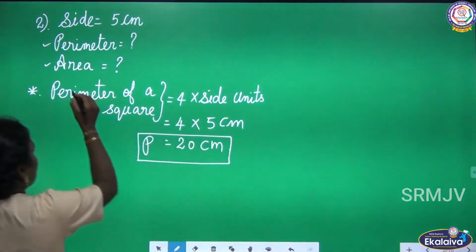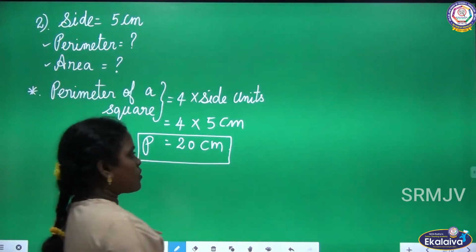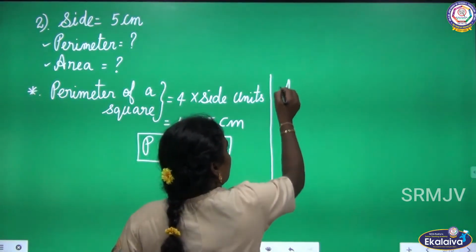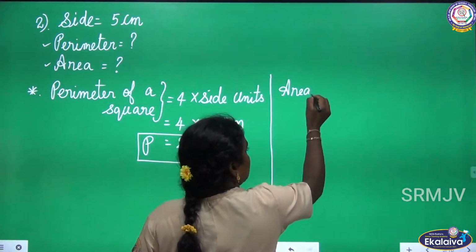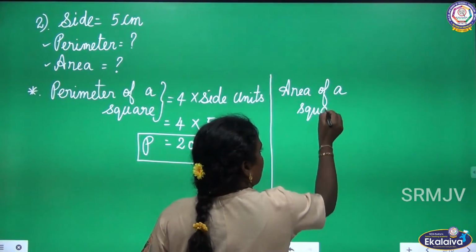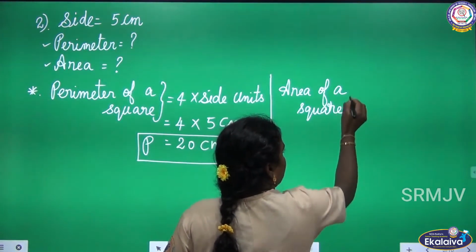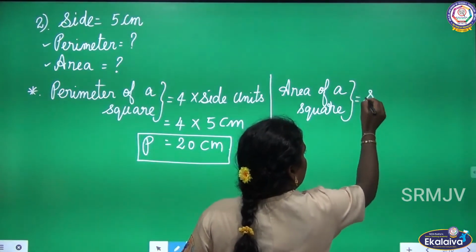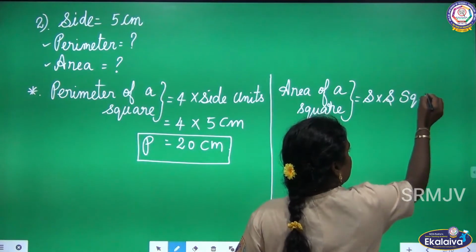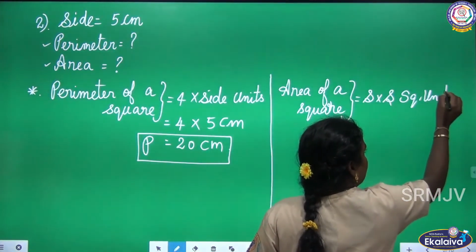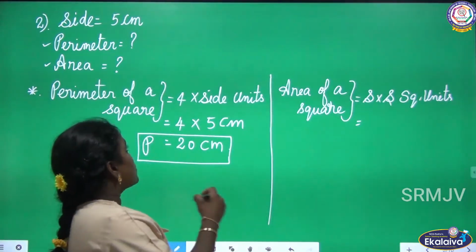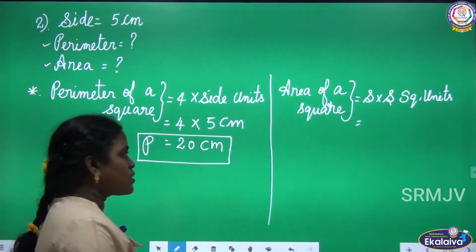Now let us find out the area of a square. What is the area of a square, children? Area of a square equals side into side square units. Side into side square units is the formula to find out the area of a square.